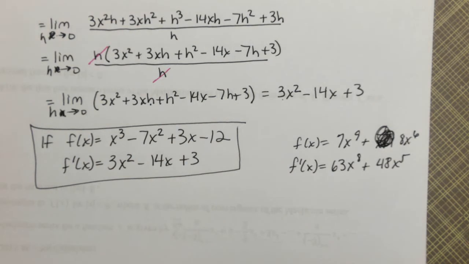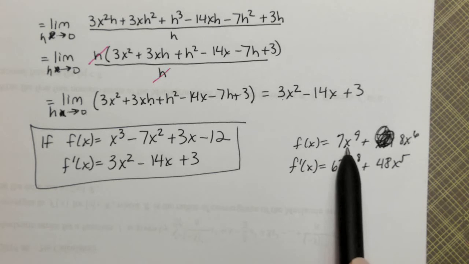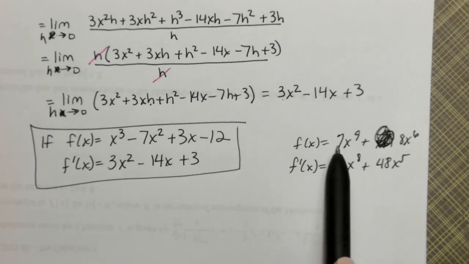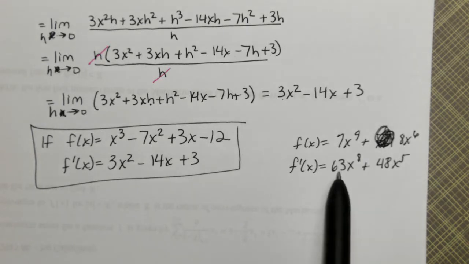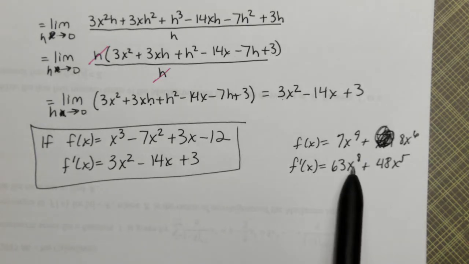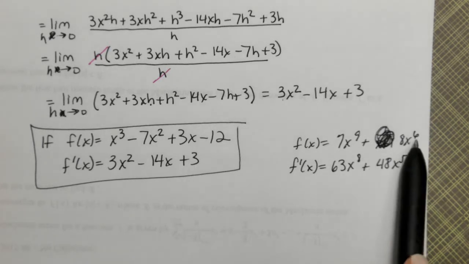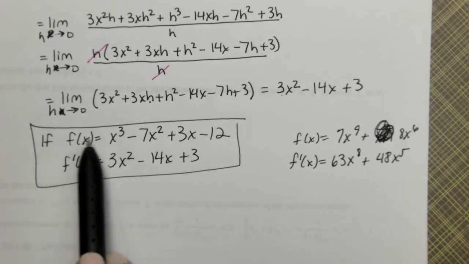So what is the pattern? What is happening? Okay. Well, the pattern is if your function has an x to a power, then you multiply the power times any coefficient that's there. So 9 times 7 is 63. Keep your x, reduce the power by 1. This one would be 48, x to the 5th.